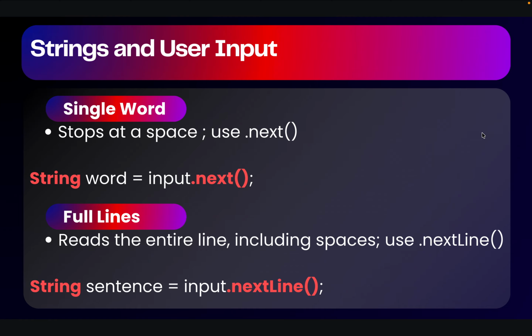So if a user is using a scanner and they are entering in information, as soon as the user hits the space bar, that is the only input that is captured. So as soon as a user hits space, whatever they type prior to the space is what is then stored into the variable.